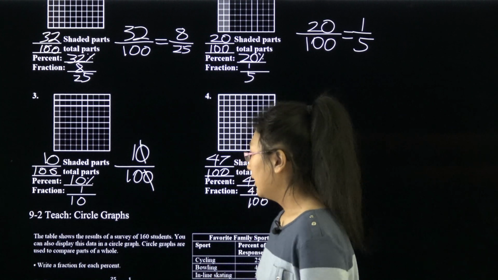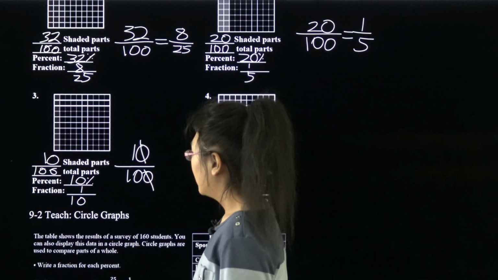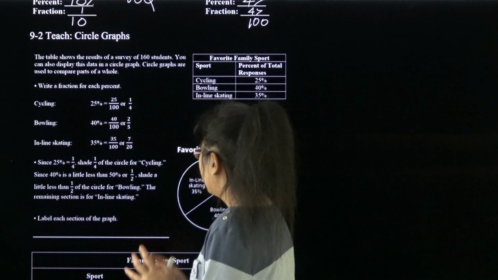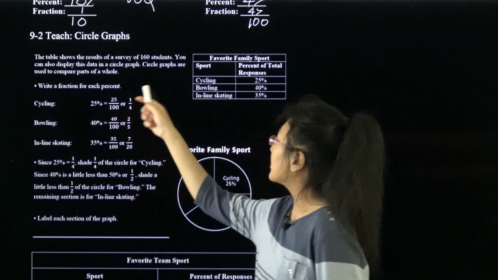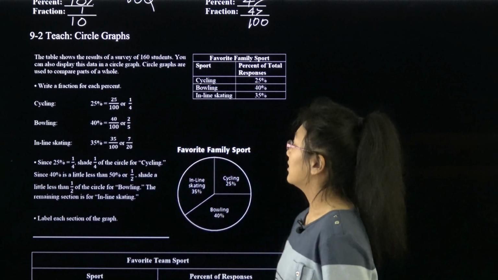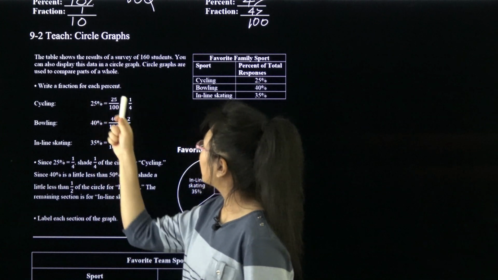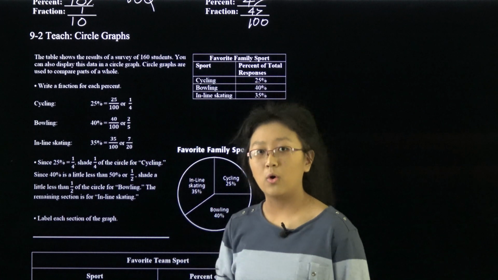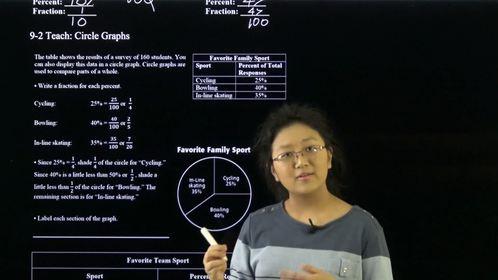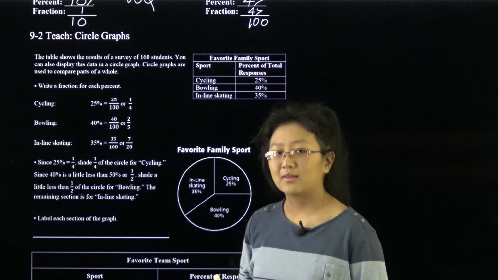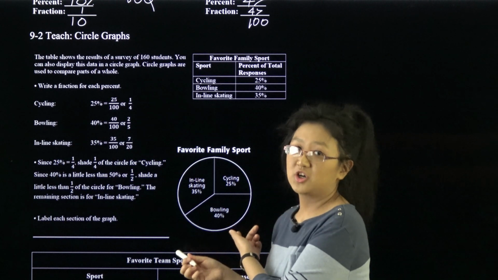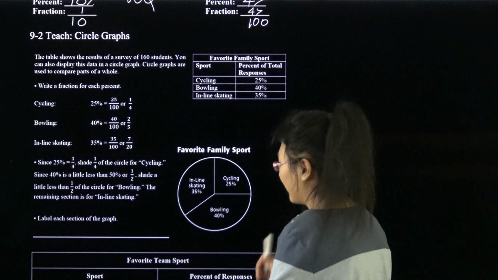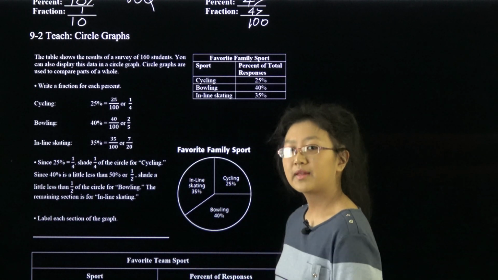Yay! Now let's move on to the second section, where we will be teaching you about circle graphs. This table shows the results of a survey of 160 students. You can also display this data in a circle graph. Circle graphs are used to compare parts of a whole. You may think that this is just called a pie chart. It is called a pie chart. It's also called a circle graph though, because it's a graph in the shape of a circle.